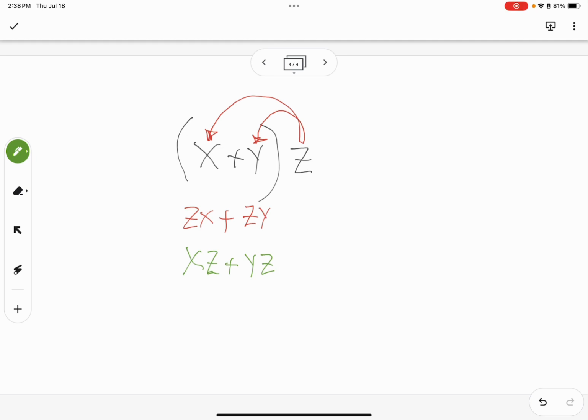So now we've got XZ plus YZ. Okay? Are these like terms? No. What makes something a like term? They have to have the exact same variable. This variable set is XZ, this is YZ, so they are not like terms.